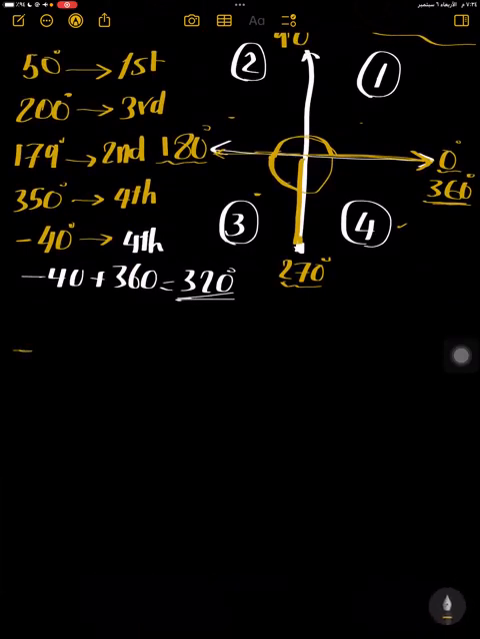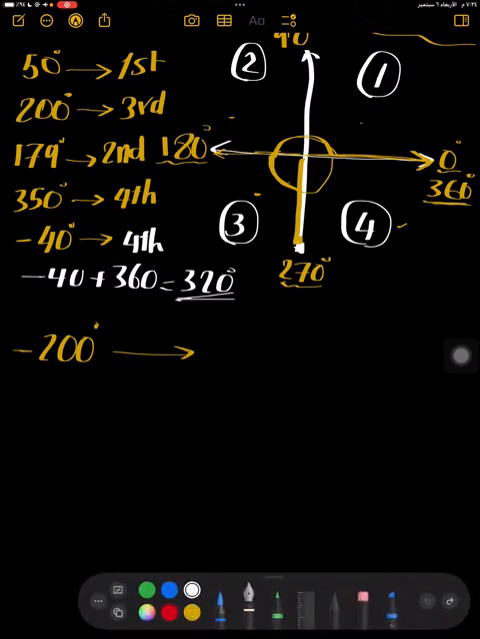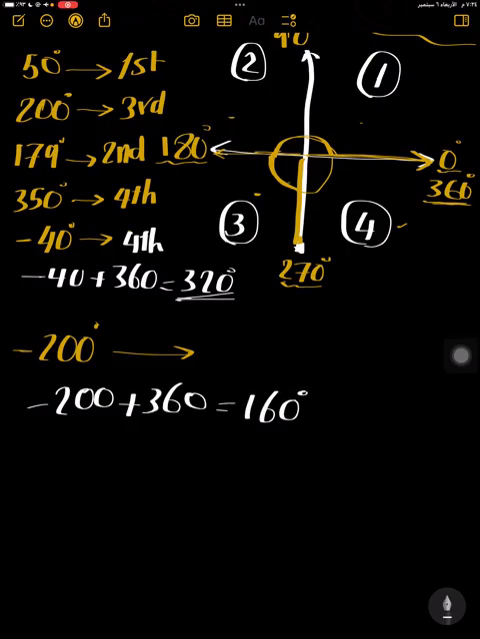Angle of measure negative 200 degree. We want to know its terminal side lies in which quadrant. We must find first its positive measure. To find the positive measure of this directed angle, we make it plus 360. The result will be 160. 160 is less than 180, so this directed angle, its terminal side lies in the second quadrant.